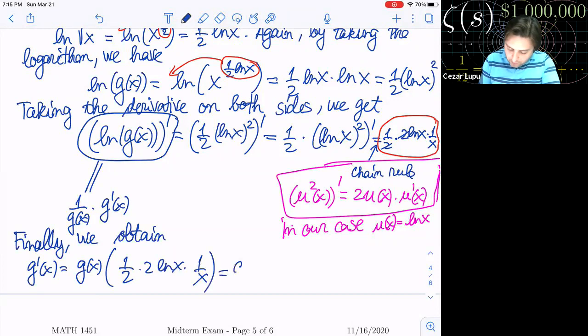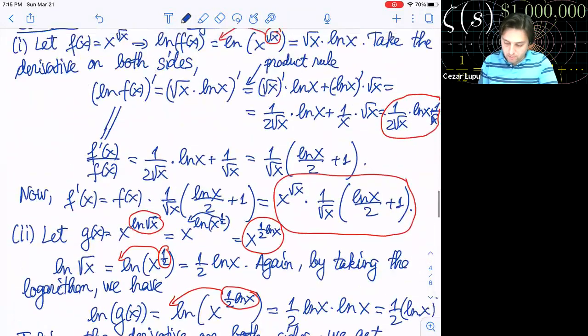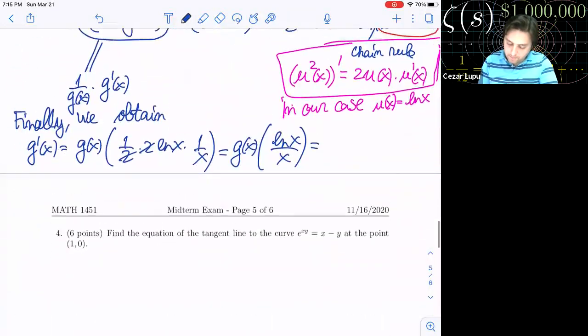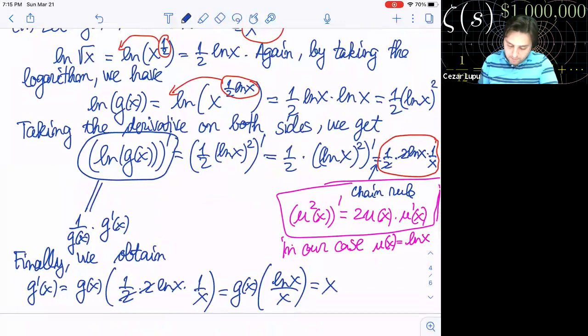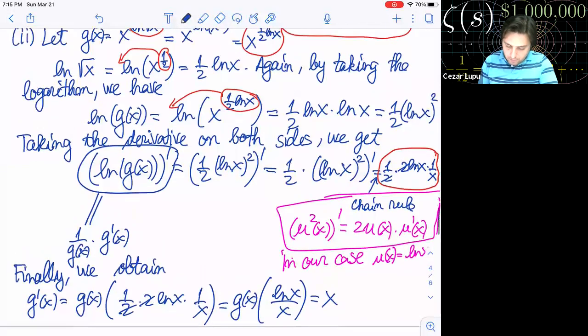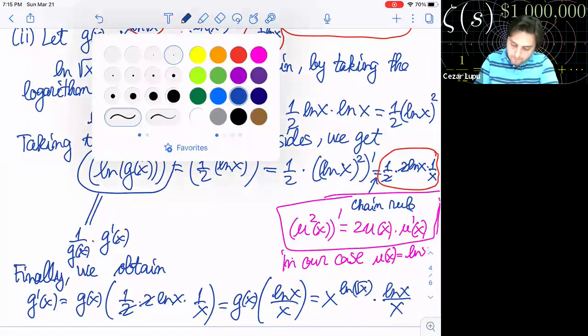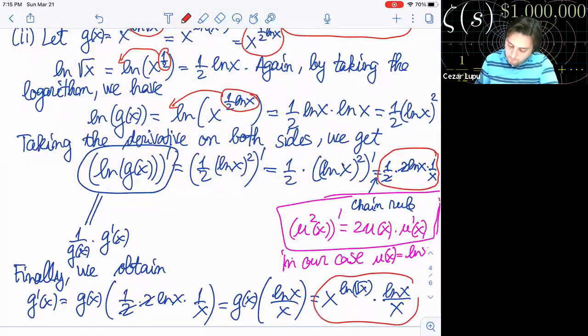So this will be g of x times ln of x over x, correct? So g of x in our case was what? Let's not forget who g of x was. It's x to the power ln of x, or ln of square root of x, times ln of x over x. And that's your derivative. Boom, that's it.